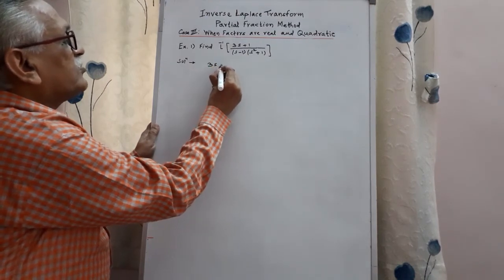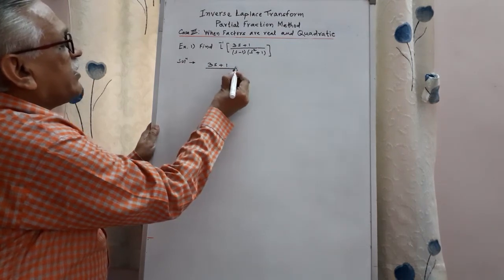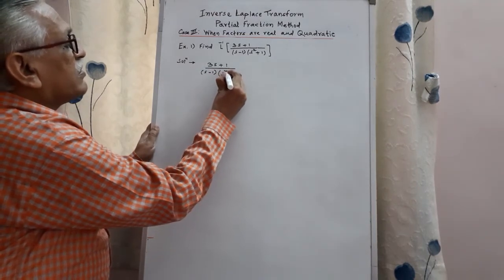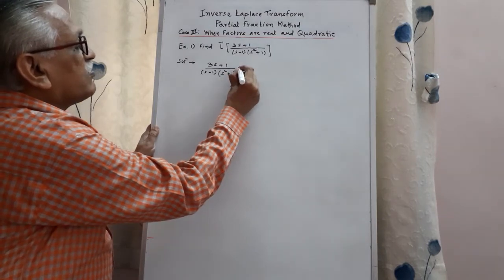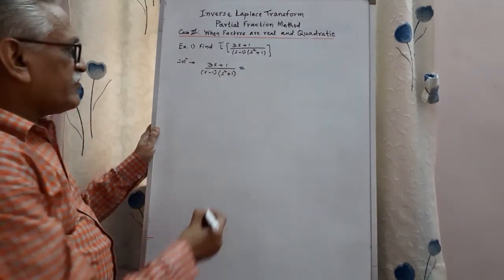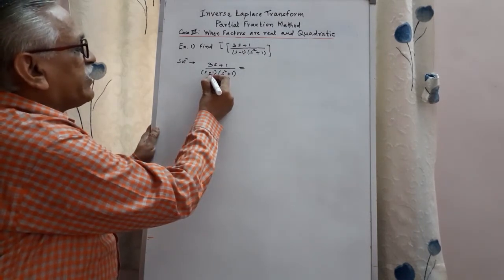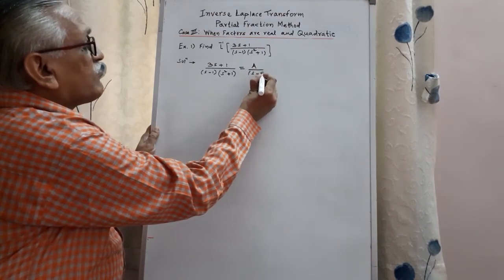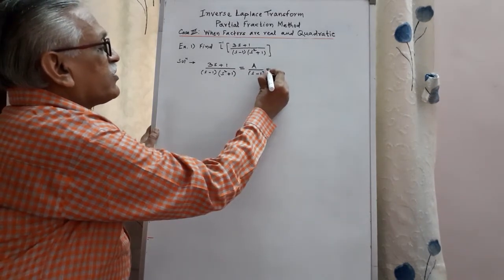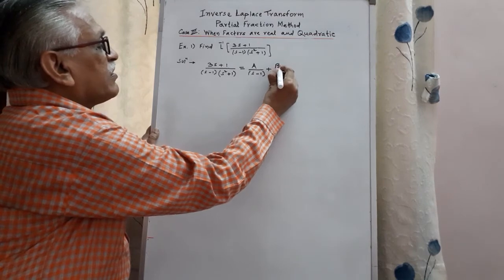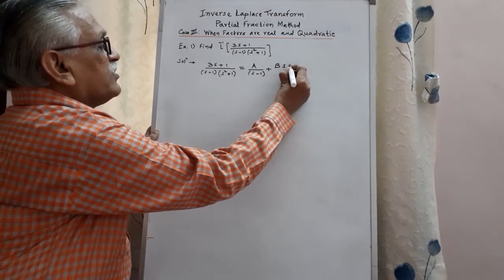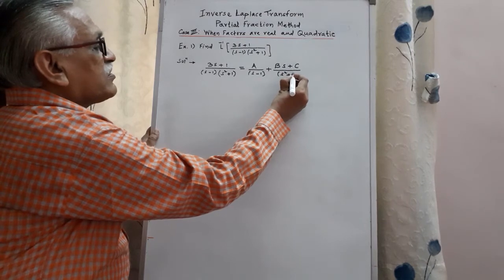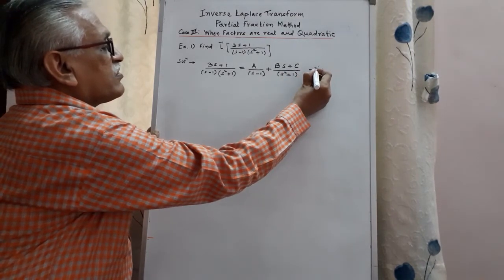That 3s plus 1 divided by s minus 1 and s square plus 1 we write down as: for this non-repeated factor, as per case 1, it is A upon the first factor, and for this quadratic the way to write the partial fraction is Bs plus C divided by s square plus 1, and we call this equation 1.